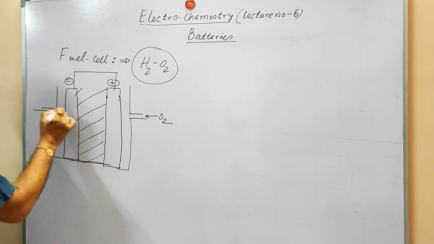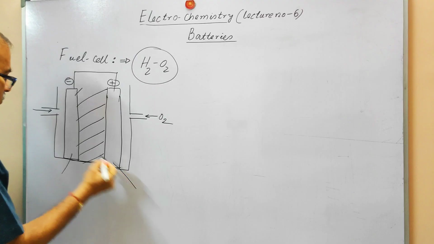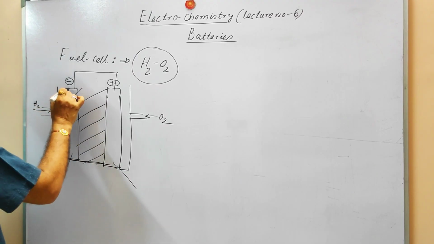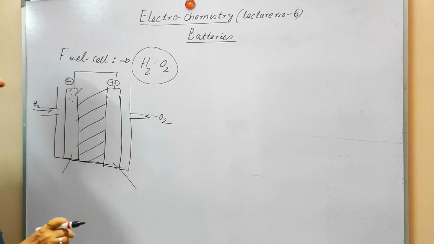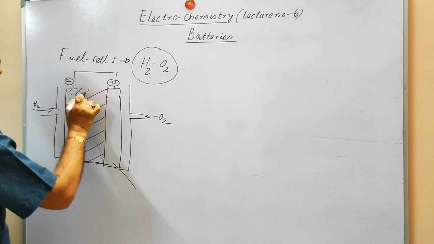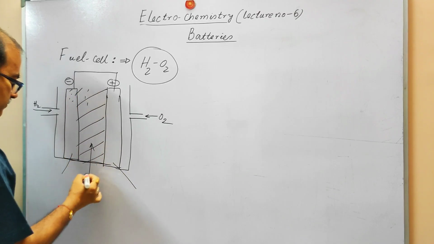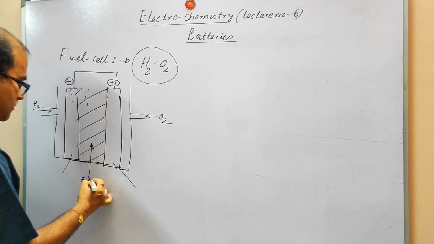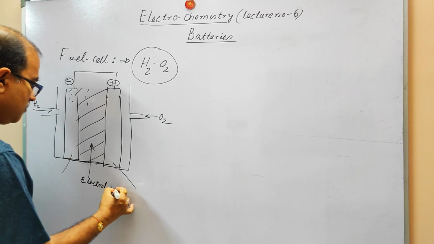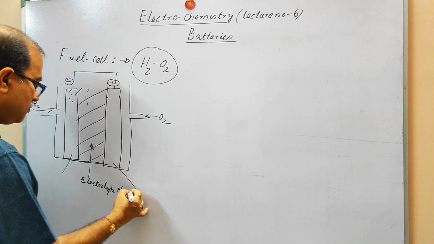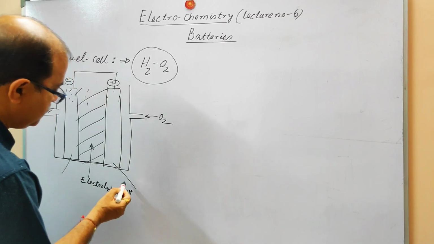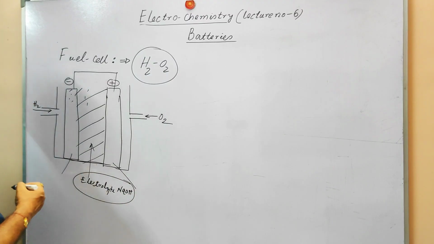In the anode, this is anode and this is cathode. In the anode, the hydrogen has been bubbled. Here, this is a perforated carbon rod, and in this carbon rod, hydrogen will flow and the oxygen will flow, and in between there is the electrolyte. Electrolyte here is the concentrated NaOH, sodium hydroxide, and this is the electrolyte.